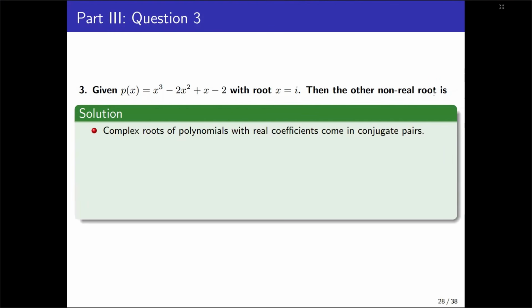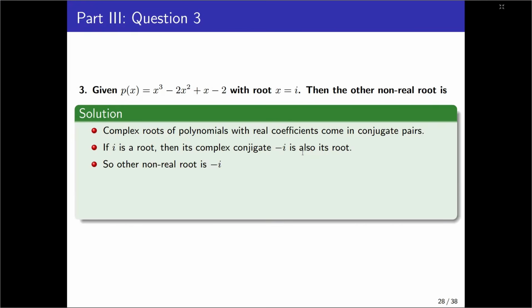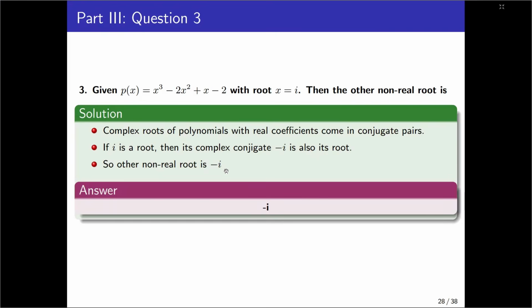We know that using the complex conjugate theorem, complex roots of a polynomial with real coefficients come in conjugate pairs. If i is a root, then its complex conjugate, minus i, is also a root. Since we are informed that i is the root of this polynomial function, its complex conjugate, minus i, must also be its root, so the answer could be minus i.